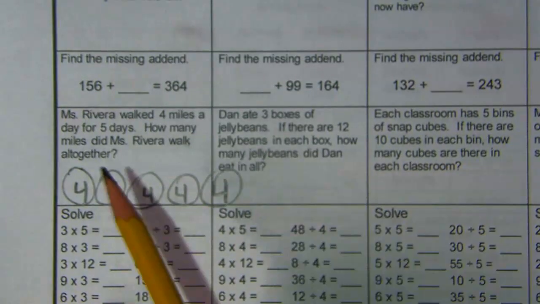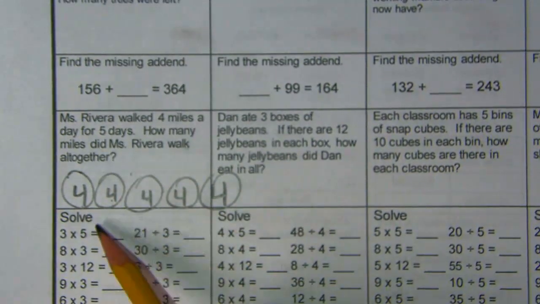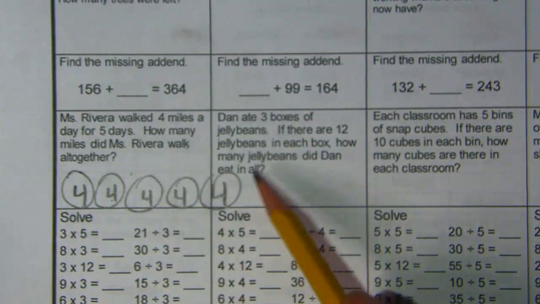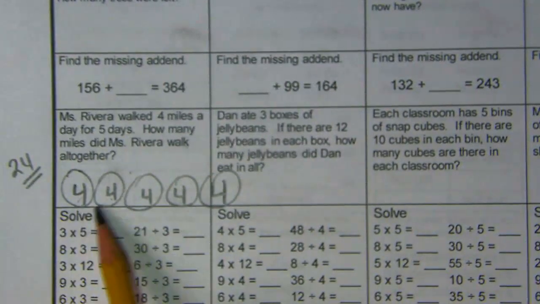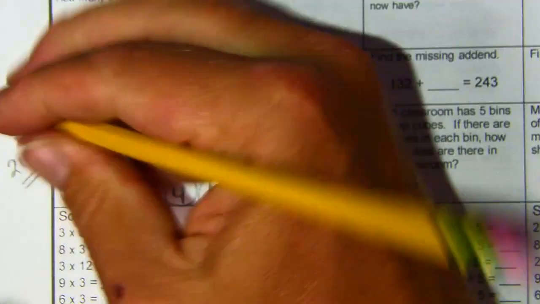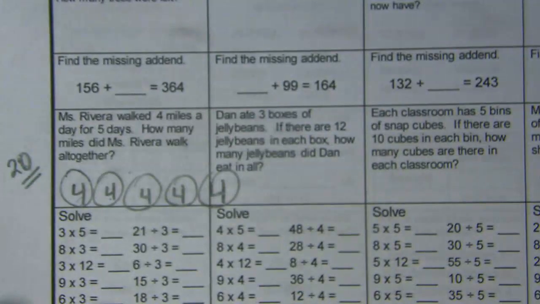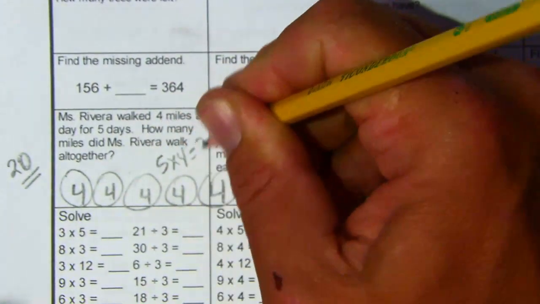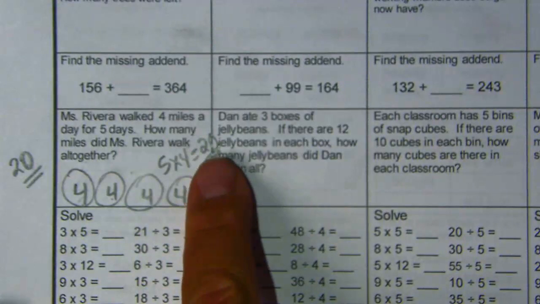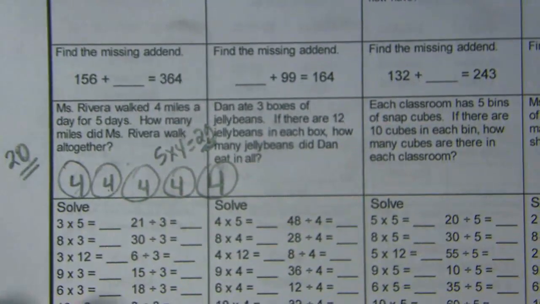Now at this point you could skip count by 4s: 4, 8, 12, 16, 20. What happened? 4, 8, 12, oh my bad. Or you could go 5 groups of 4. Make it a multiplication problem. 5 groups of 4.